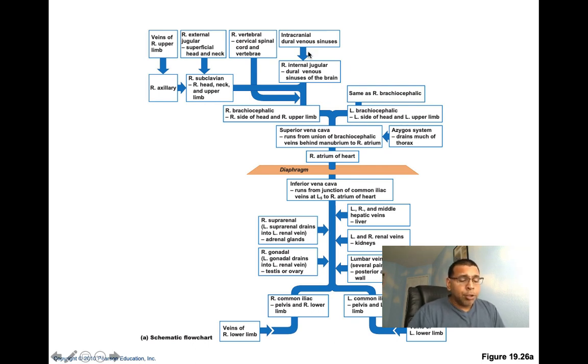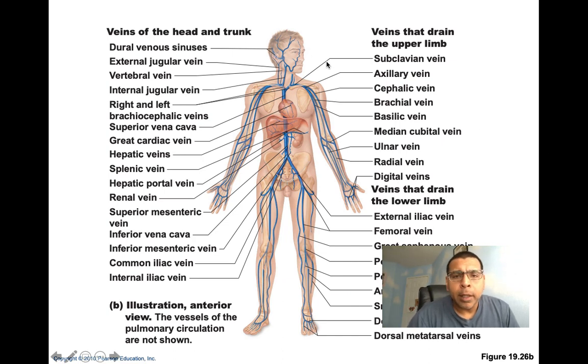Now when we talk internal jugular veins, they're found as a pair, and they will receive the bulk of blood that's draining from the brain. Subclavian veins, right and left, you have right and left. Now the right and the left subclavian veins basically become the subclavian veins after the first rib.